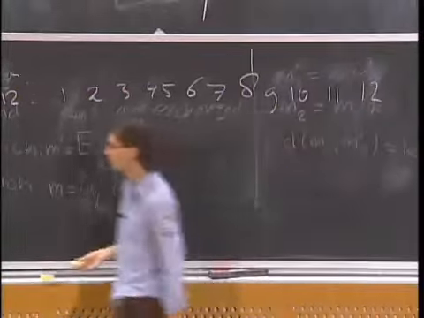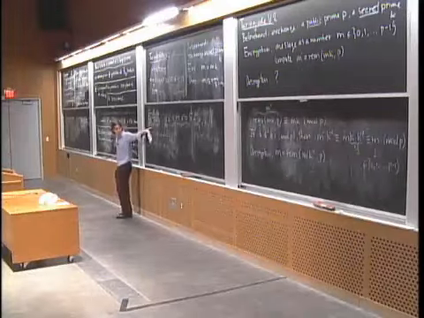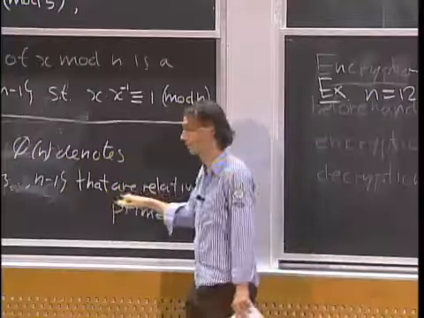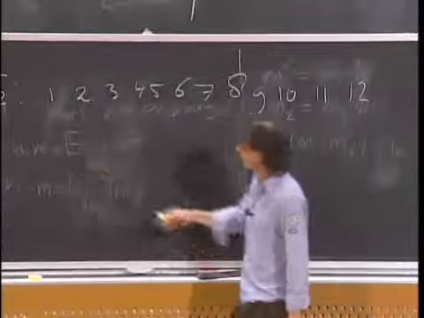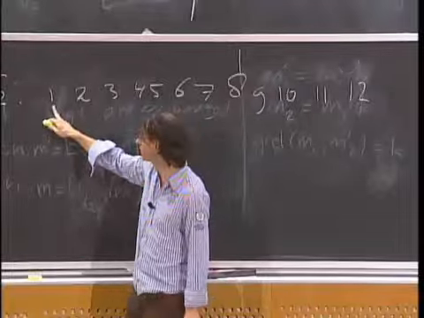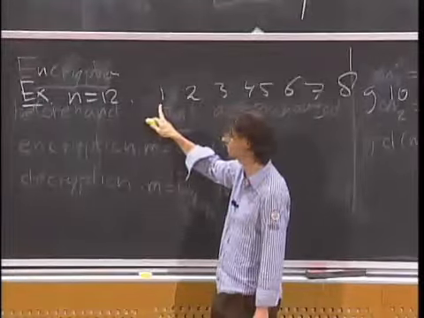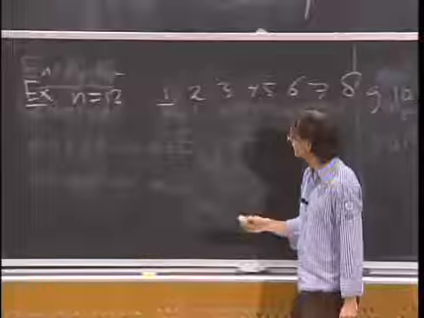So now let's have a look. We want to count the integers that are relatively prime to 12. Well, 1 is relatively prime to 12. Why is that? Because the GCD of 12 and 1 is equal to 1, and that's the definition of being relatively prime. So this is a good number.